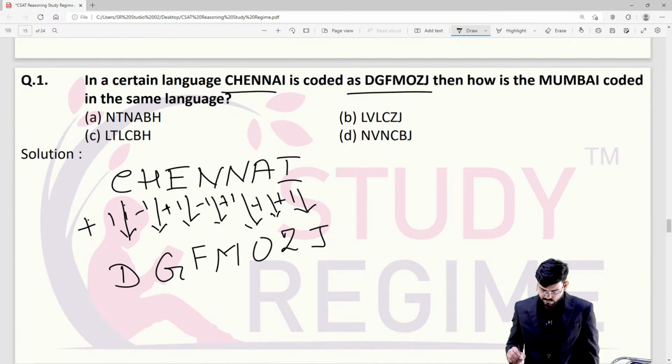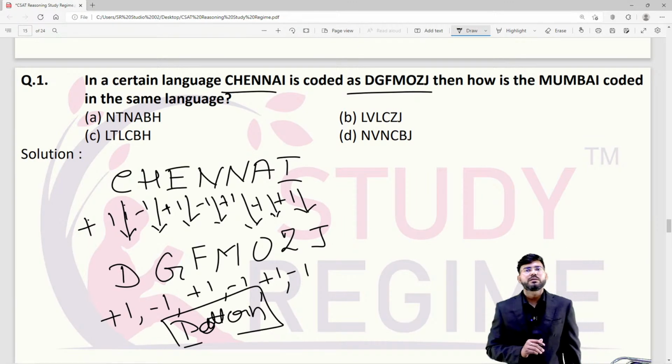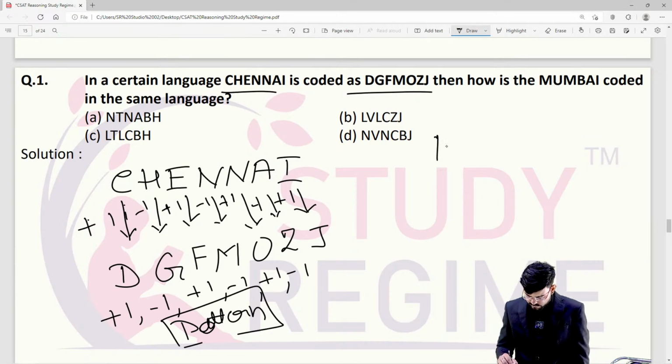Clear? What is the pattern? Plus 1 then minus 1, plus 1 then minus 1, plus 1 then minus 1. This is the pattern. Got the pattern? Now this we will apply in Mumbai.